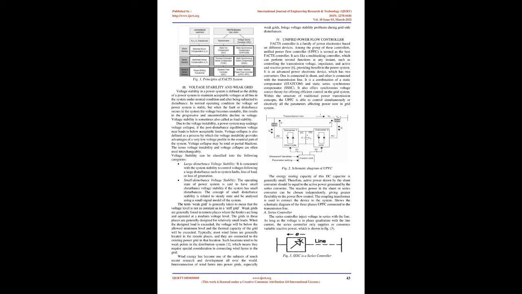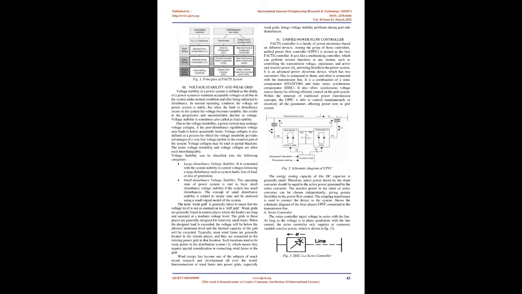Voltage stability and weak grid. Voltage stability in a power system is defined as the ability of a power system to maintain acceptable voltages at all buses in the system under normal conditions and after being subjected to a disturbance. In normal operating conditions the voltage of the power system is stable, but when a fault or disturbance occurs in the system, the voltage becomes unstable.